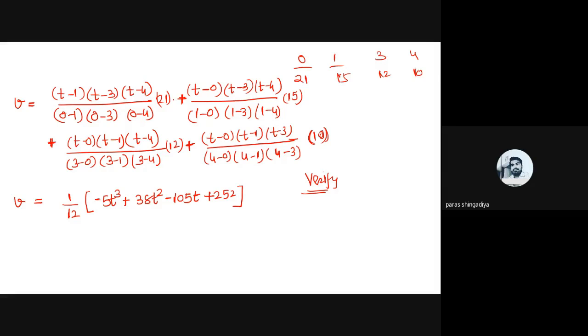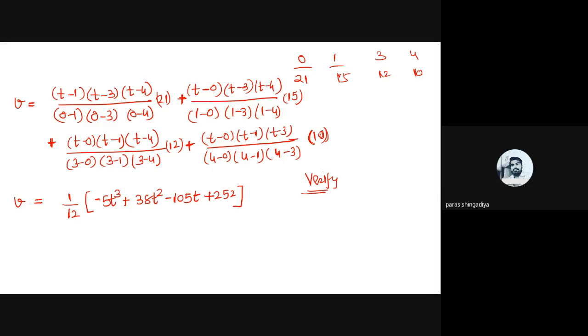ठीक है, तीनों term, चारों term को आपको simplify करना है. Okay, and then consider one final LCM as 12. 12 will be the final LCM there, and then add all the terms. Collecting the terms of power 3, then t square, t, and constant, you will get minus 5t cube plus 38t square minus 105t plus 252.